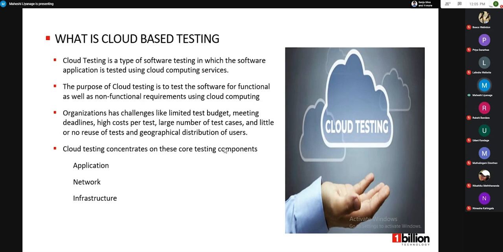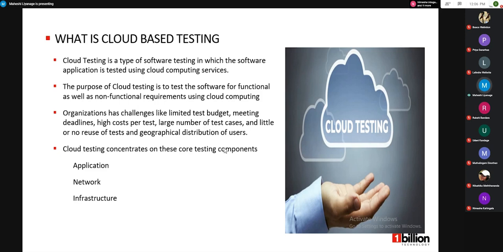Nowadays, organizations have challenges like limited test budget, meeting deadlines, high costs per test, a large number of test cases, and also the geographical distribution of users. Cloud testing will be the solution for all these problems because it gives us unlimited storage, quick availability of the infrastructure with scalability, and also the availability of a distributed testing environment.